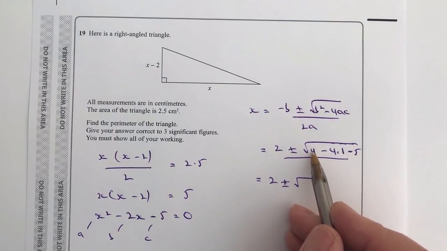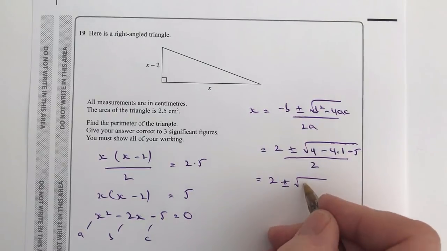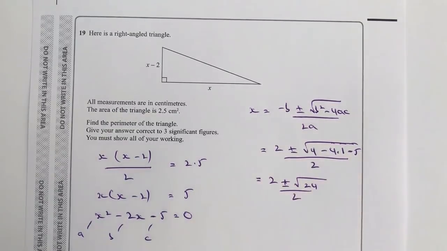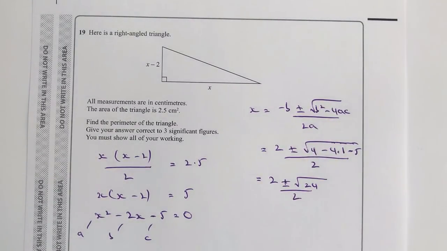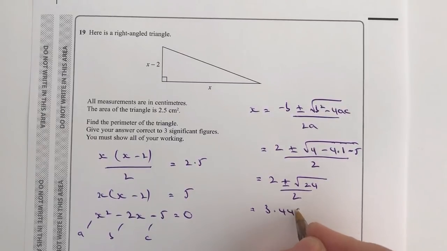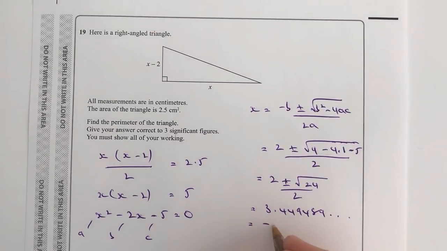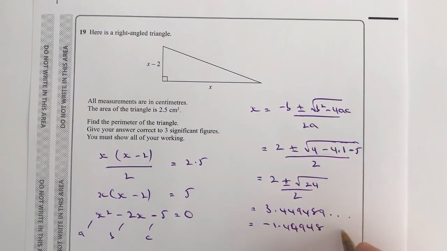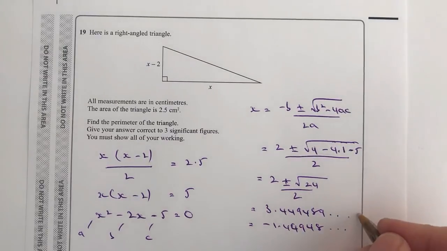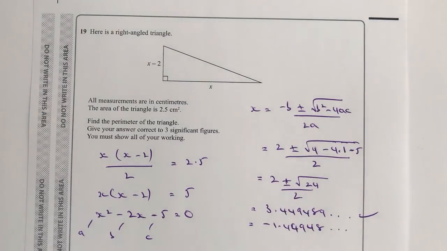So this becomes 4 plus 20, which is 24, and that's over 2. Okay, pop that into your calculator when you've worked out the discriminant, and you're going to get 2 values of x. One is a positive number, 3.449489... It goes on a little bit. You're also going to get a negative number, minus 1.44948 dot dot dot.